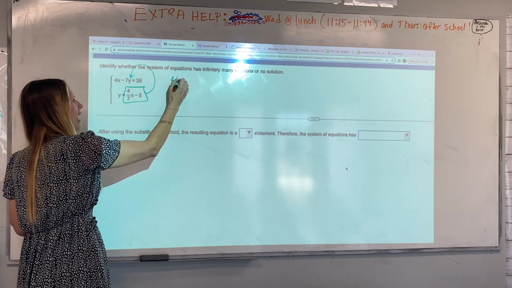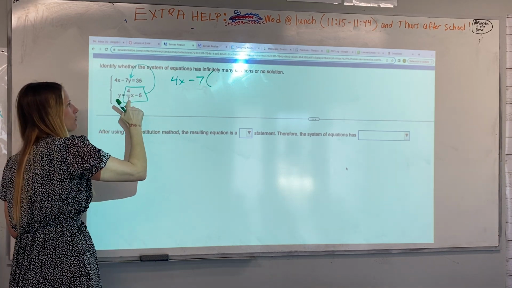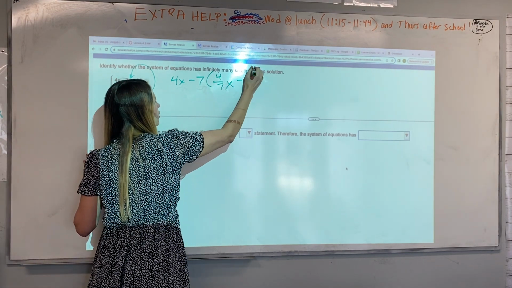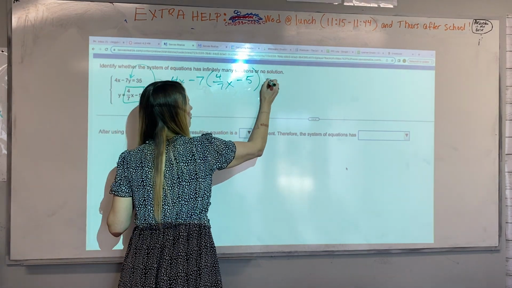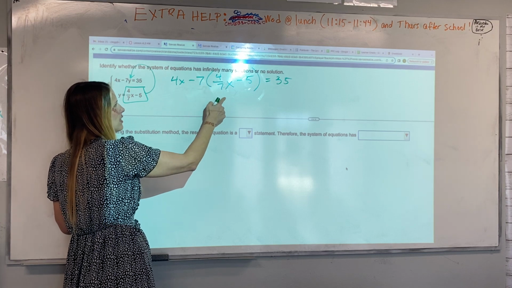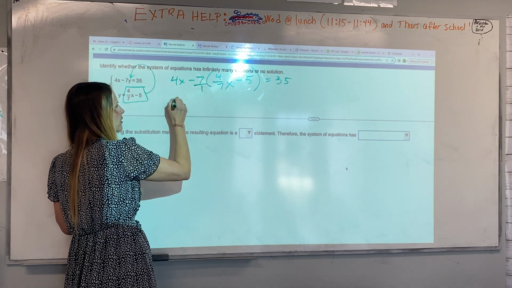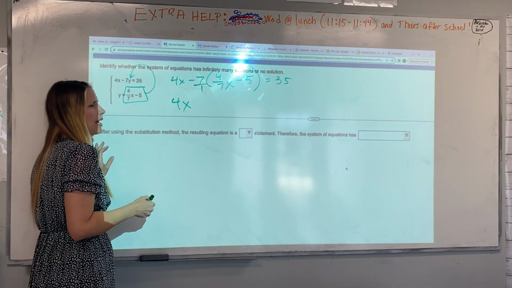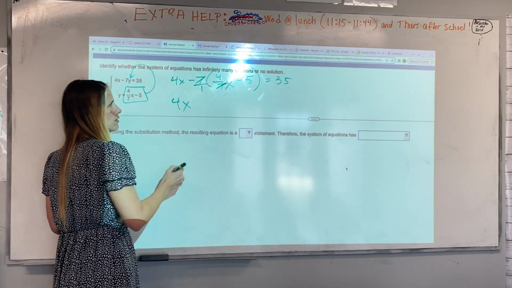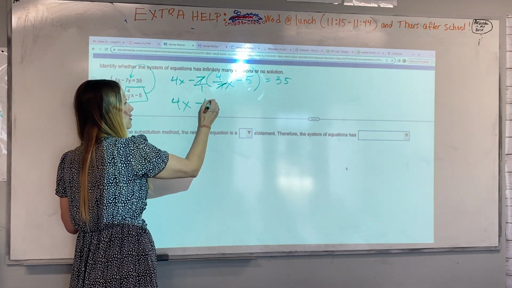So we have 4x minus 7 times y, but I'm going to use my 4 over 7x minus 5, close parentheses, equals 35. All right, let's distribute. We have a negative 7 times 4 over 7. That's going to cancel out my 7s, and I'll have a negative times 4x. Am I going too fast when I distribute there? No. You're okay? All right, so if I cancel out my 7s, because 7 over 7 is 1, it's going to be negative 4x.